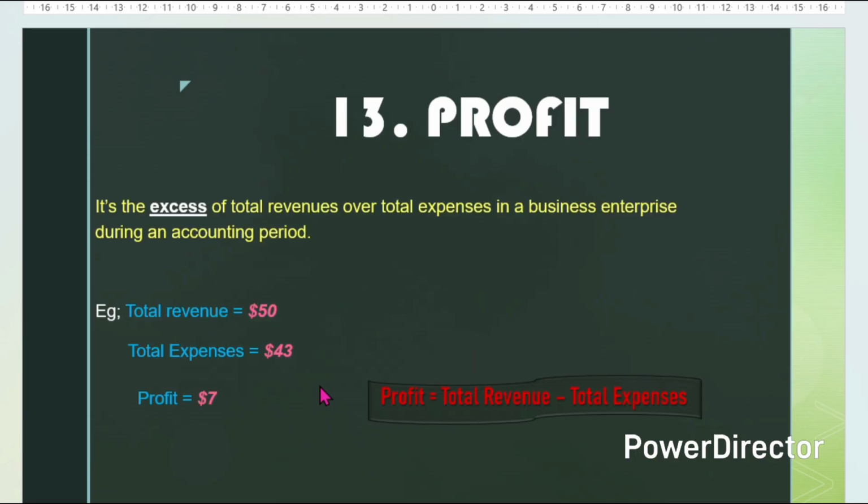Next we have profit. Profit is the excess of total revenue over total expenses in a business during a particular accounting period. So let's take a small example, like total revenue is $50 and total expenses are $43. So the simple formula is profit equals total revenue minus total expenses. So profit will be $7.